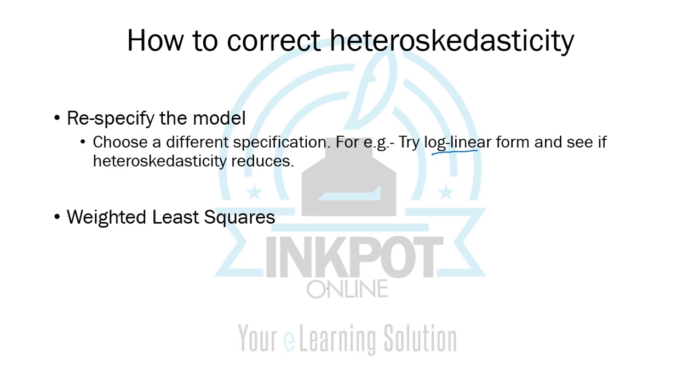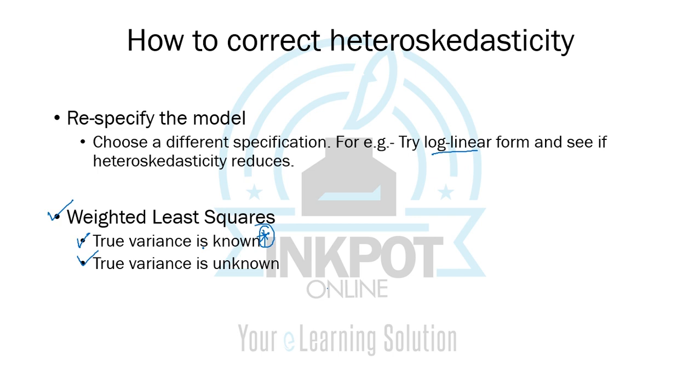If not, then you can estimate the model by the weighted least square technique. And within the weighted least square technique, in the following slides, we'll see there are two cases we'll study. One is when the true variance is known, the other is when the true variance is not known. So let us first start with when the true variance is known.